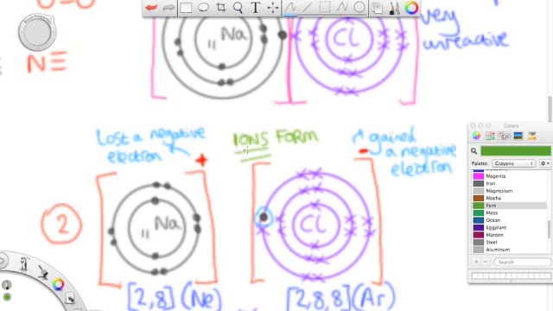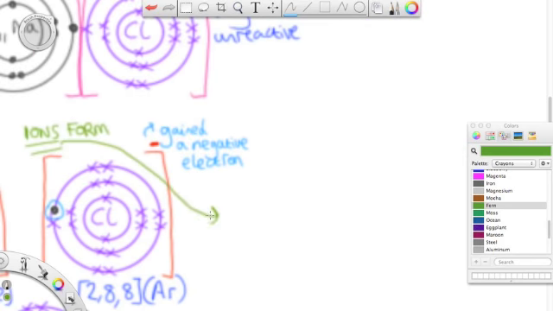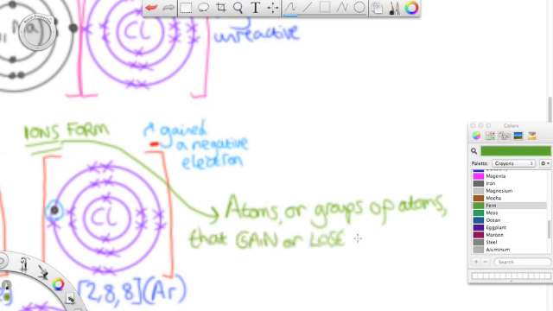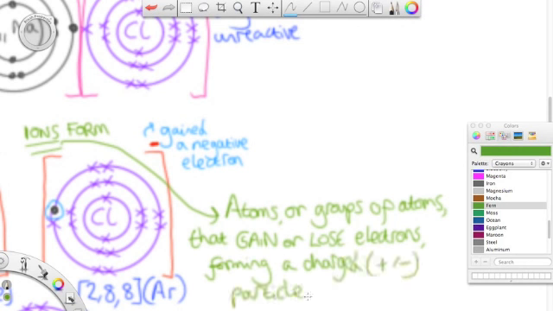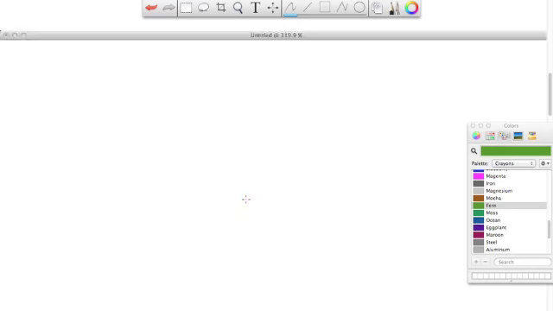So ions form, and when ions form, the charges occur on the chlorine and the sodium. An ion is simply an atom or a group of atoms that loses or gains electrons, and this then forms a charge on those groups of atoms or single atoms, and we call these ions.